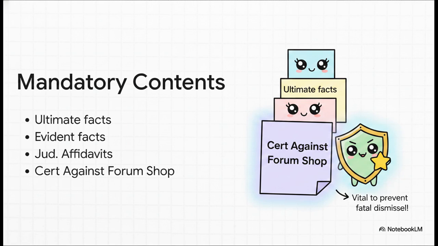You've got to plead ultimate facts, the plain, direct facts of the claim without all the flowery language, right alongside your evidentiary facts. You must attach your judicial affidavits from the absolute start, but please, burn this next part into your memory. You absolutely must include the certification against forum shopping. If you leave this certification out, it's an automatic dismissal. And worse, it's a fatal error that a simple amendment cannot fix. Don't let that happen to you.